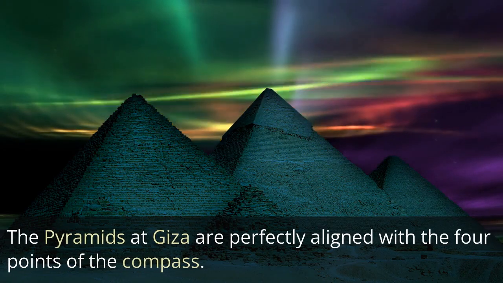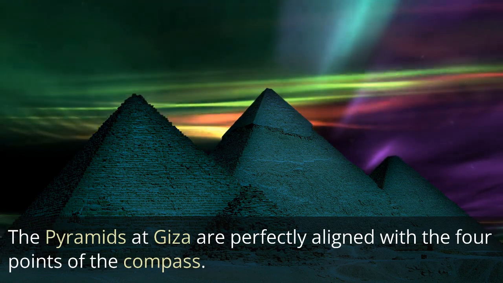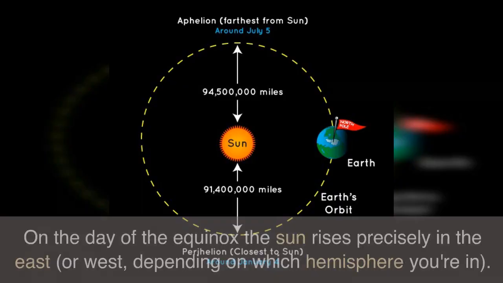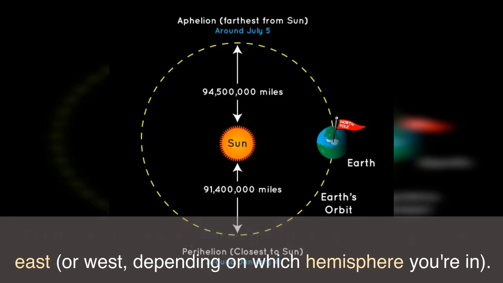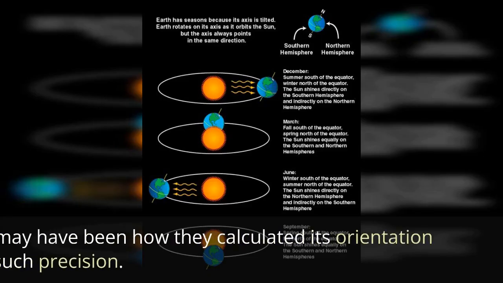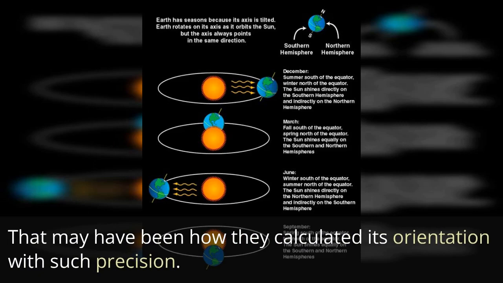The pyramids at Giza are perfectly aligned with the 4 points of the compass. How? On the day of the equinox, the sun rises precisely in the east, or west, depending on which hemisphere you're in. That may have been how they calculated its orientation with such precision.